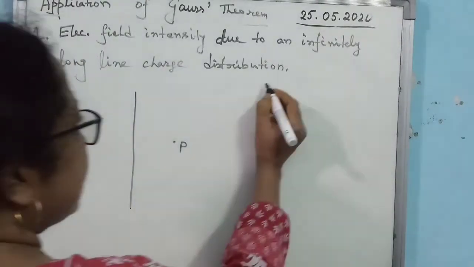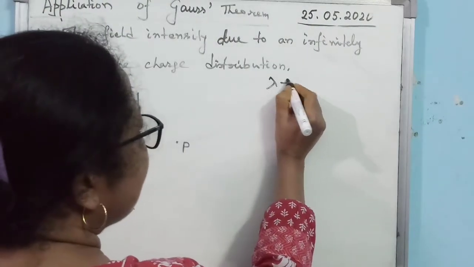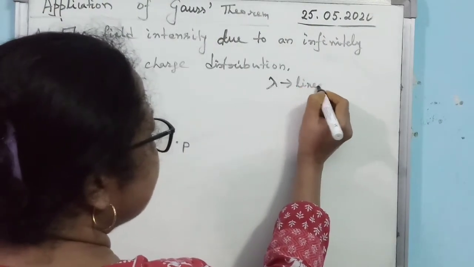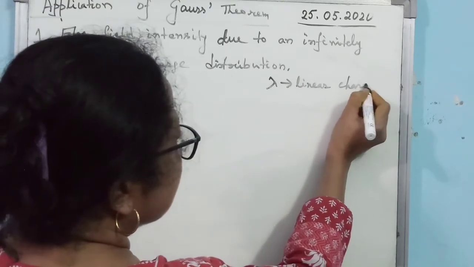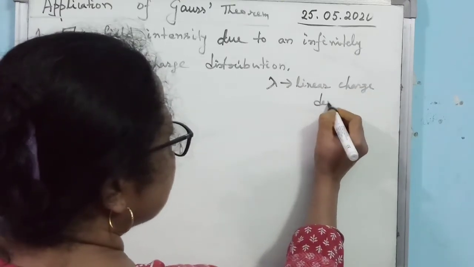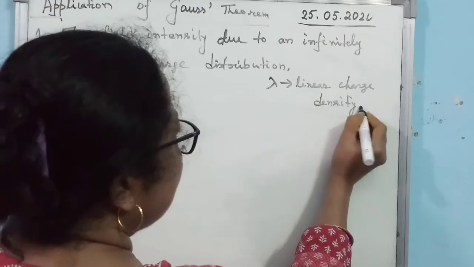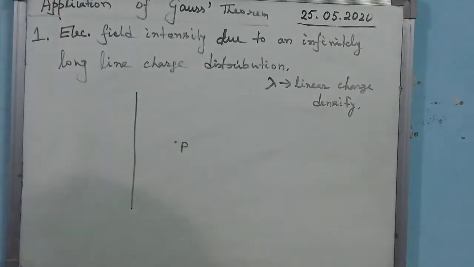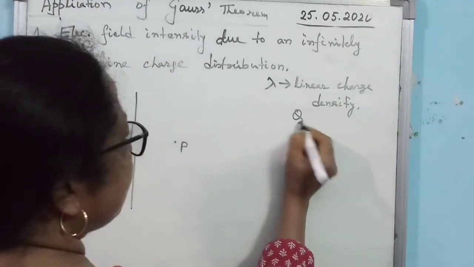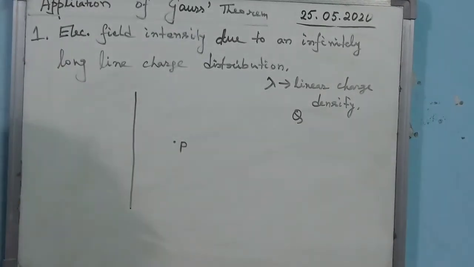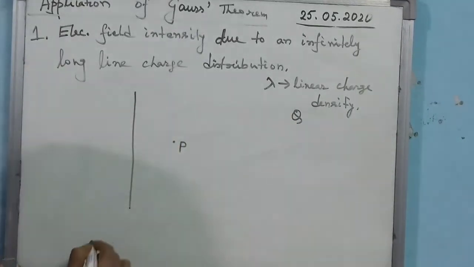Now let us first assume that lambda is the linear charge density for this distribution of charge. Lambda is the linear charge density. Now I consider plus q to be the total amount of charge present on it.